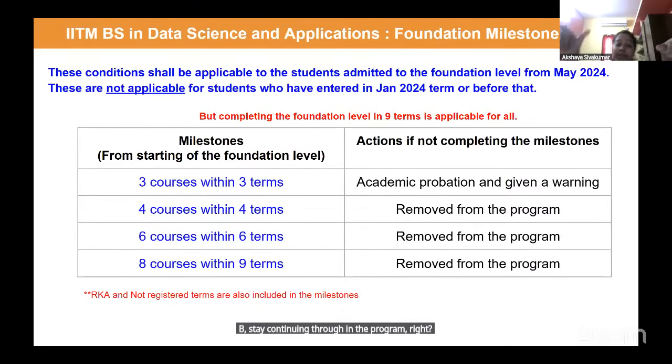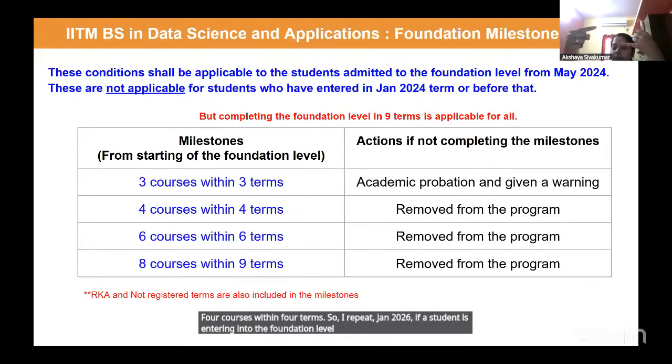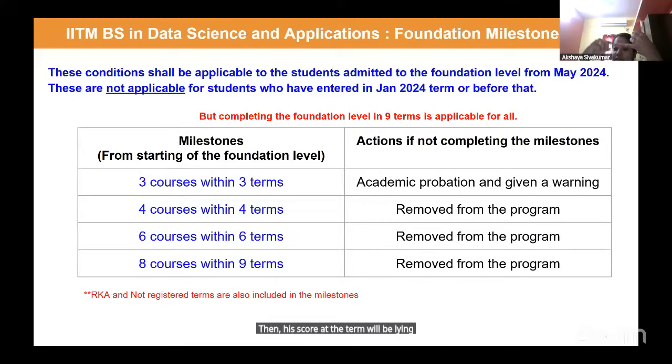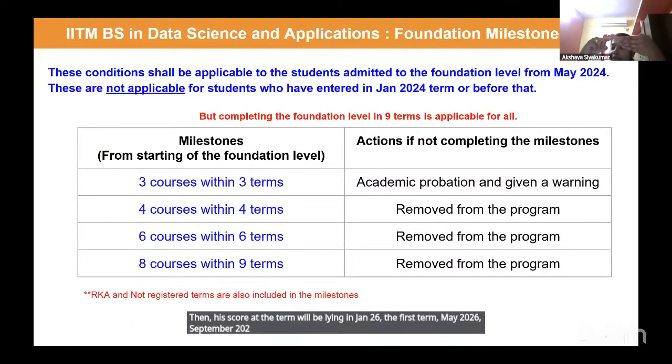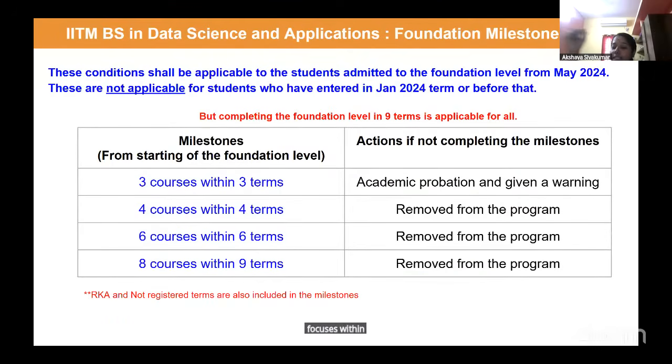Where the strict implication comes is this: 4 courses within 4 terms. So I repeat, if a student enters the foundation level in Jan 2026, the first term is Jan 2026, then May 2026, September 2026, and Jan 2027 is your fourth term. So what should you have done by the fourth term? You should have completed 4 courses within these 4 terms, or else you will be removed from the program.